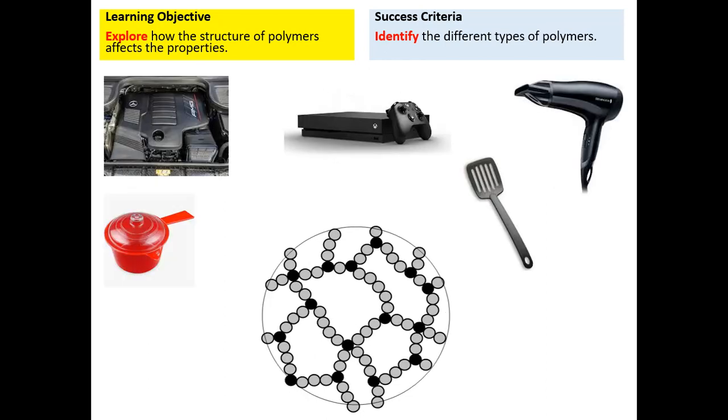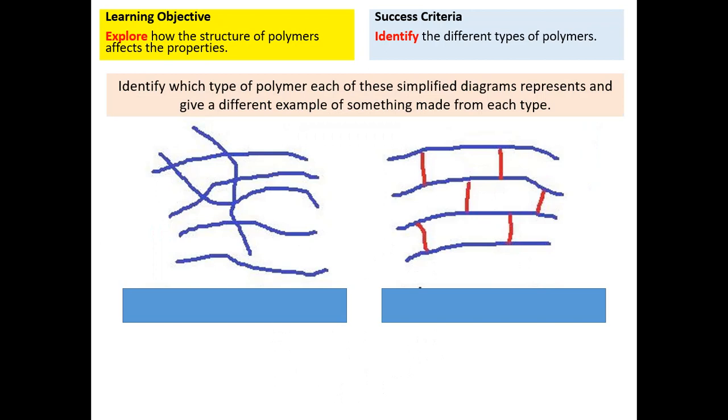Now, if we look at these, you can see that the chains are actually joined together, which means it's a lot harder to break those chains apart and therefore cause them to melt. And these are called thermosetting polymers. So we've got thermosoftening and thermosetting.